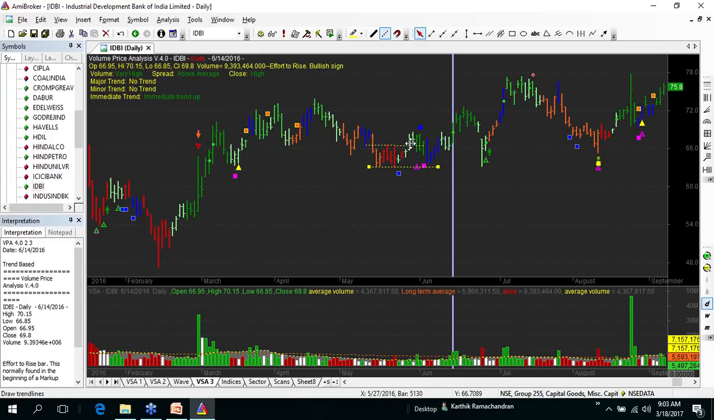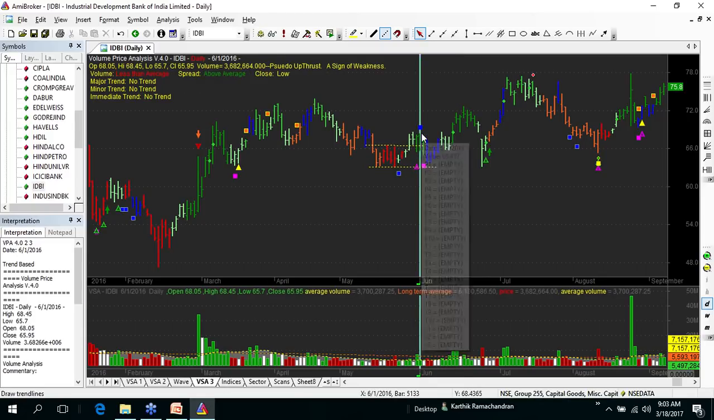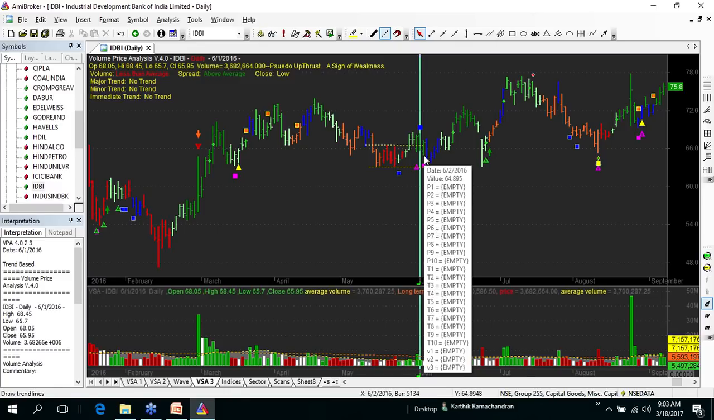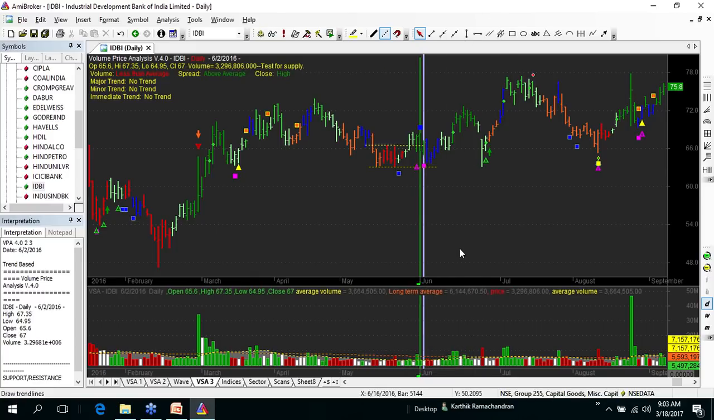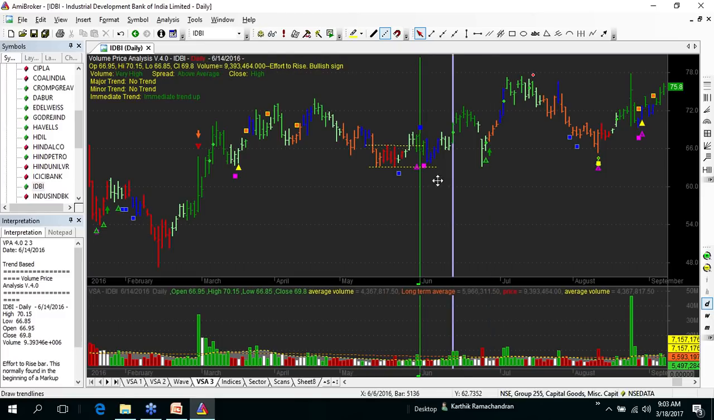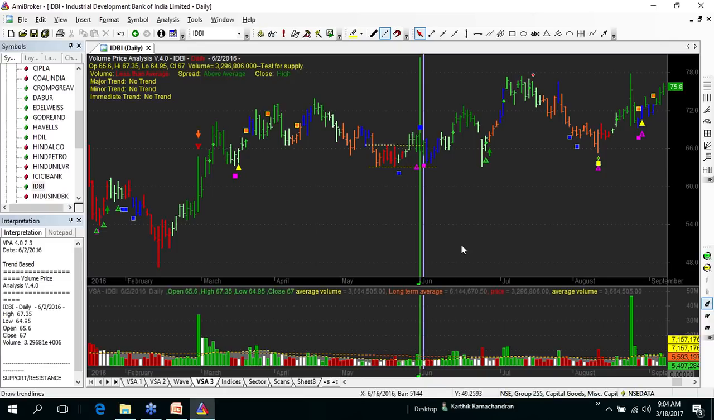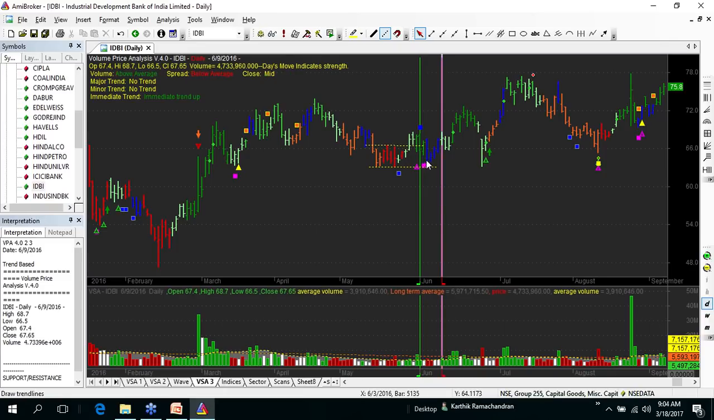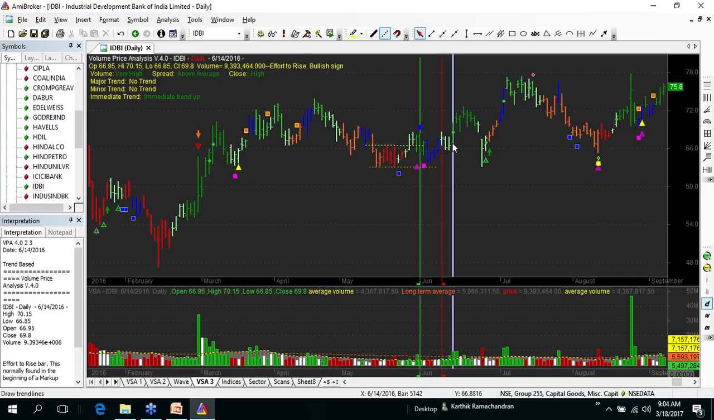Here the stock had a pseudo upthrust bar, right? That means there's a sign of weakness. So next we want to see if there is supply existing. Here you see, because of the low volume and average spread, the price is closing at the top, right? So there's an indication there's no supply here. That's why they were able to mark it up further with an effort-to-move bar here.